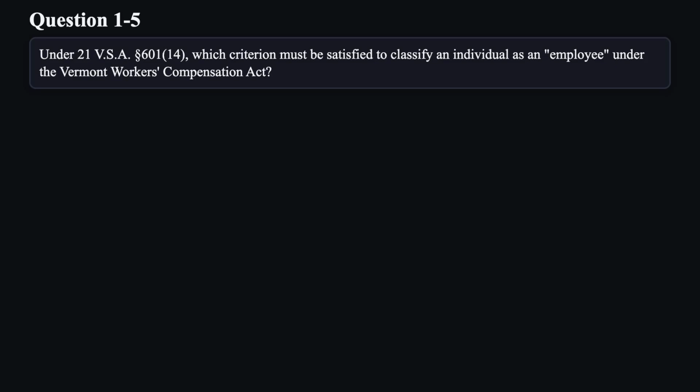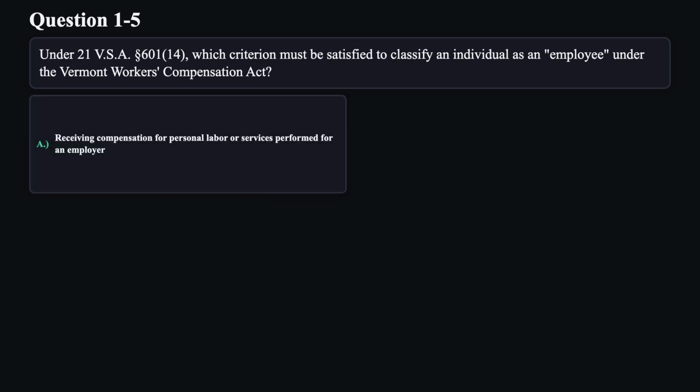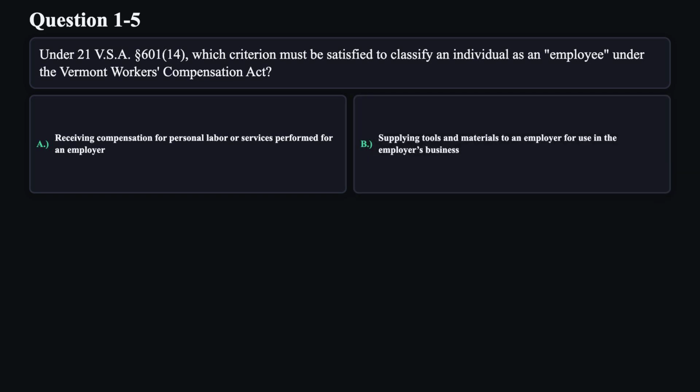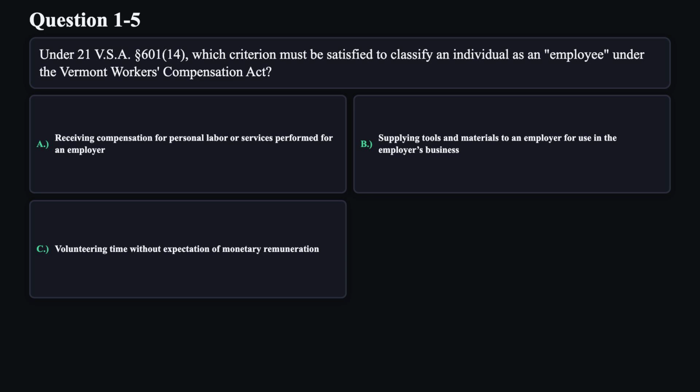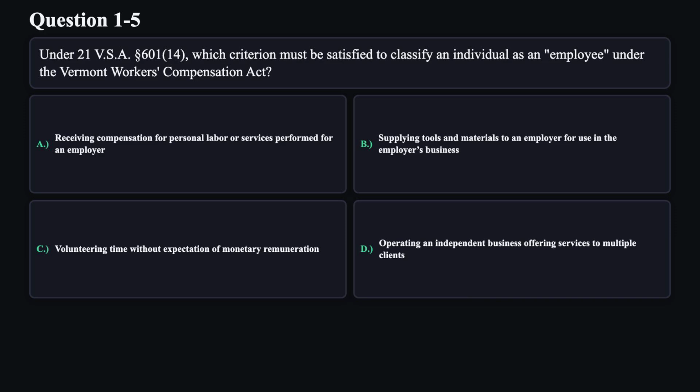Question 5. Under 21 VSA Section 601, subsection 14, which criterion must be satisfied to classify an individual as an employee under the Vermont Workers' Compensation Act? A. Receiving compensation for personal labor or services performed for an employer. B. Supplying tools and materials to an employer for use in the employer's business. C. Volunteering time without expectation of monetary remuneration. D. Operating an independent business, offering services to multiple clients.